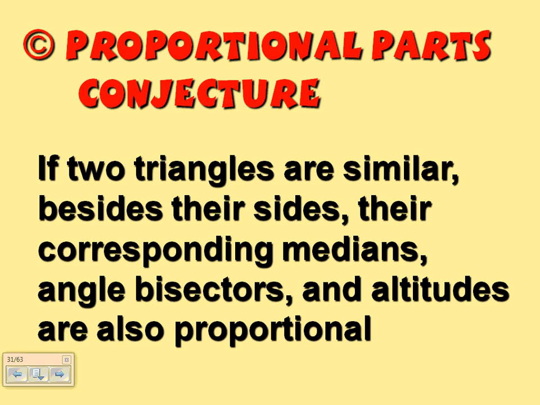So, if two triangles are similar, besides their sides, the corresponding medians, angle bisectors, and altitudes, the order doesn't matter, are also proportional. Period. Okay, so make sure you guys copy this. If two triangles are similar, besides their sides, the corresponding medians, angle bisectors, and altitudes are also proportional.